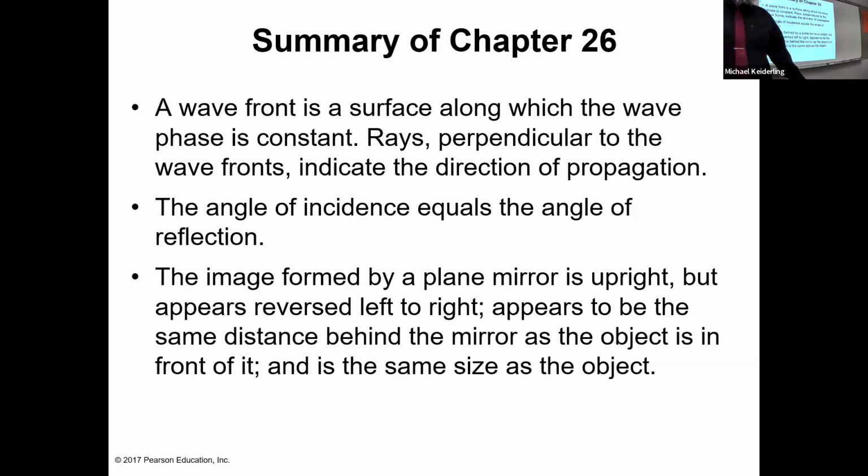It actually only appears reversed left to right because we expect it to be rotated 90 degrees. What actually happens is that it's reversed front to back. And that's what we're seeing that makes it look like it's mirrored, reversed left to right.